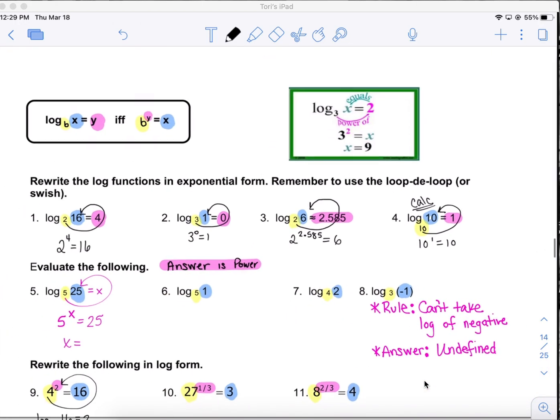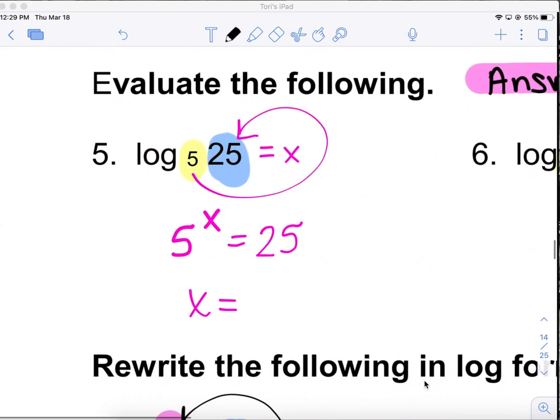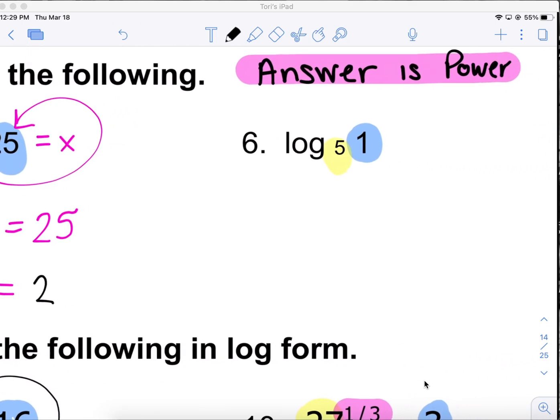Top row done. Second row, there is no equal sign. They're asking you to evaluate it. So they're asking you, what power would the base have to be raised to equal the blue number? Okay, so in this first problem, I'm saying log 5 of 25. What would that equal? Well, 5 to what power would get you to 25? We know that answer to be 2. 5 squared would equal 25. Let's go to this one.